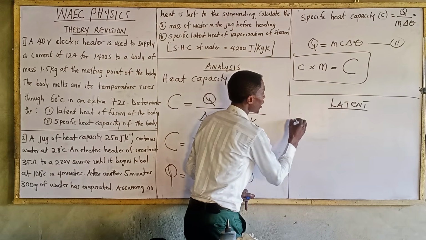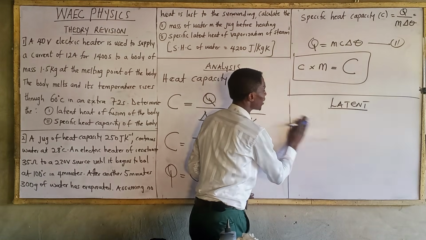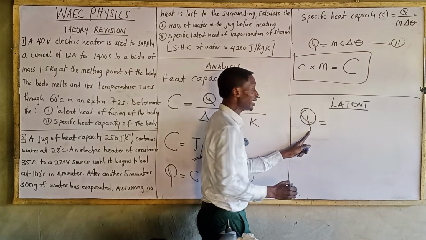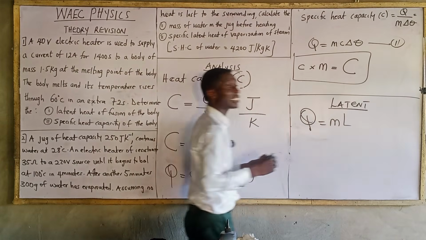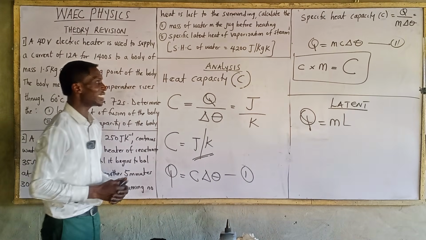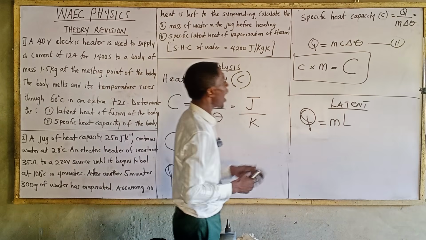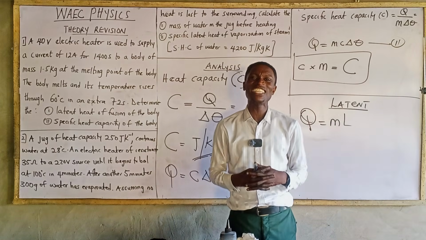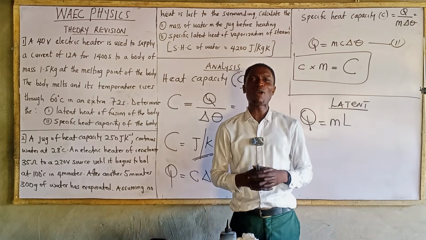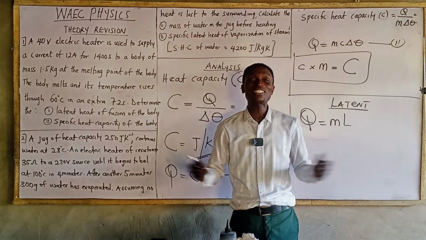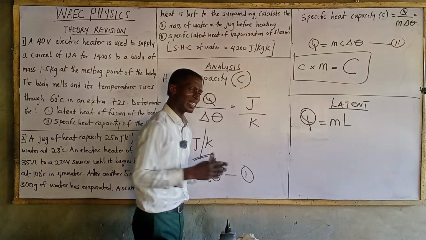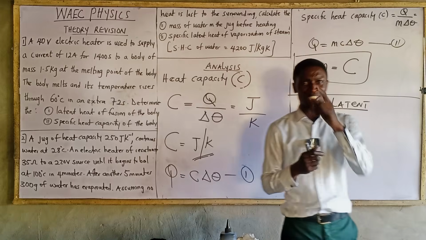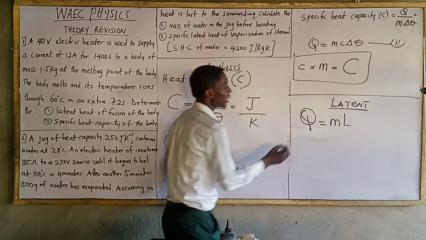Now, for example, if we have ice, moving straight on, from here we have Q, the heat energy. To talk about a change in state will be the mass times the latent heat of that substance. So how then do we define latent heat? It is simply defined as the amount of heat energy required to change the state of a body without necessarily changing the temperature. So that's why it is called latent.